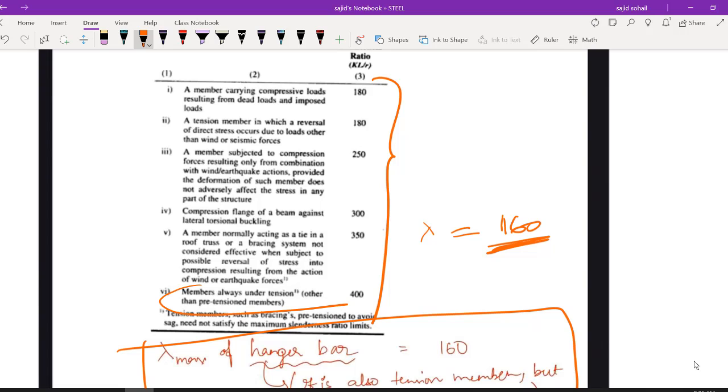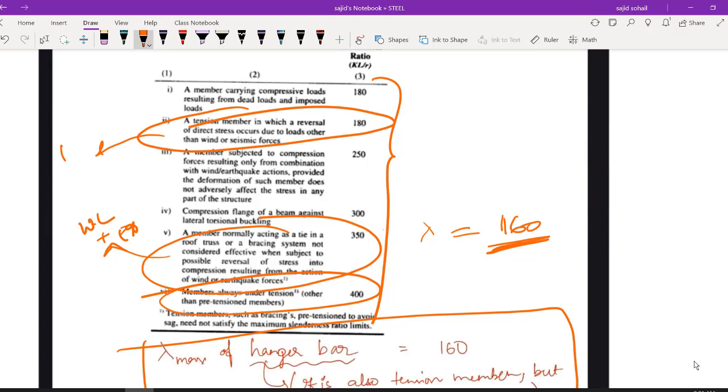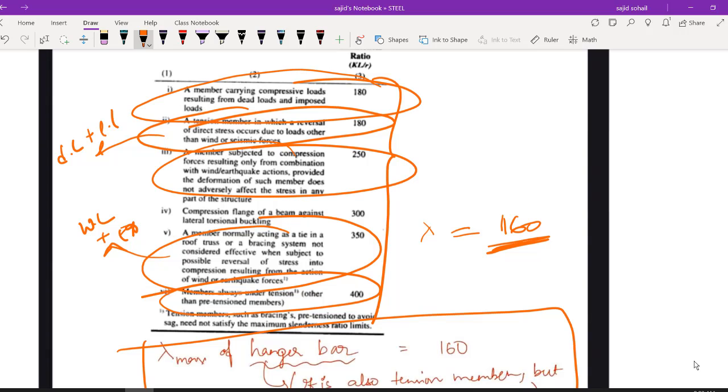So we have already seen this 400 for tension member. We have already seen 350, the tension member subjected to reversal of stresses due to wind load plus earthquake load, and we have seen this, the tension member subjected to dead load and live load. The remaining values are of the compression member, which we will study in the compression members topic, but just for now read it once so that it will be very clear. I hope it is very clear.